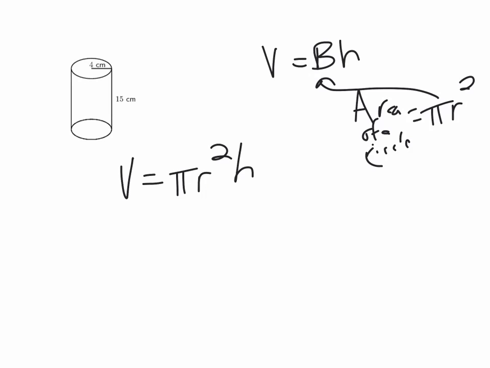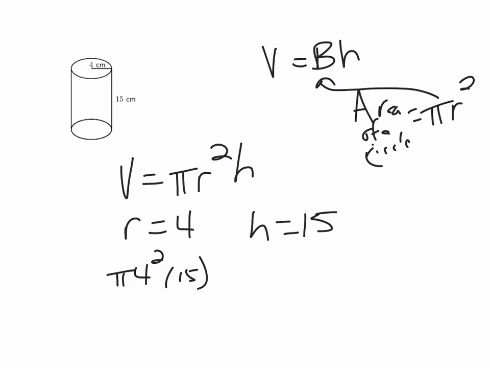Radius is halfway across the circle, so my radius on this problem would be 4. My height of the cylinder would be 15. And all you have to do is plug it in. So I get pi times 4 squared times 15. 4 squared is 16, so pi times 16 times 15. Then if you grab your calculator and do 16 times 15, you get 240. So this would be 240 pi.